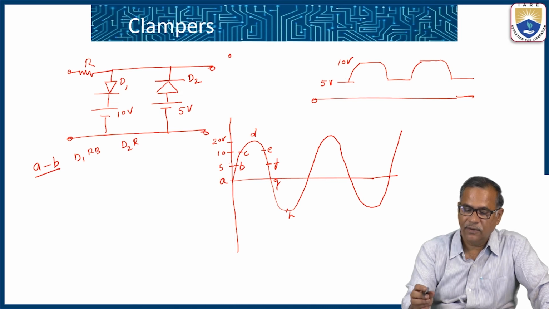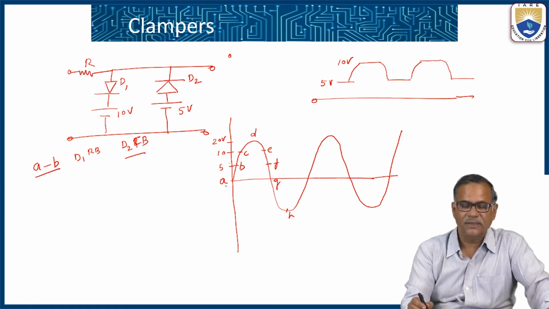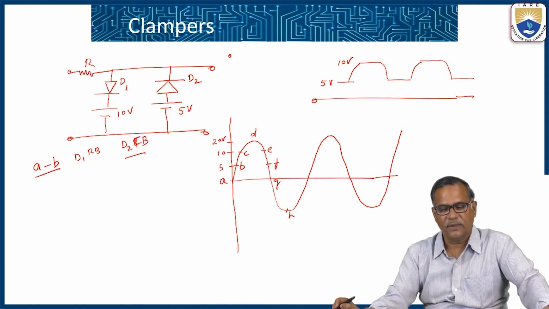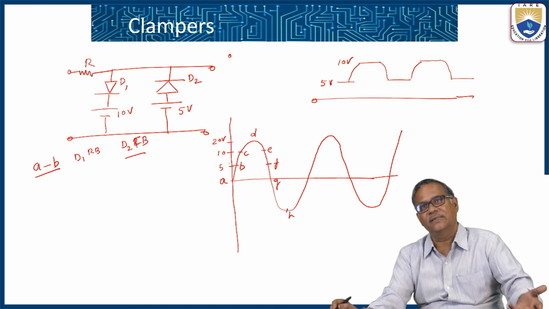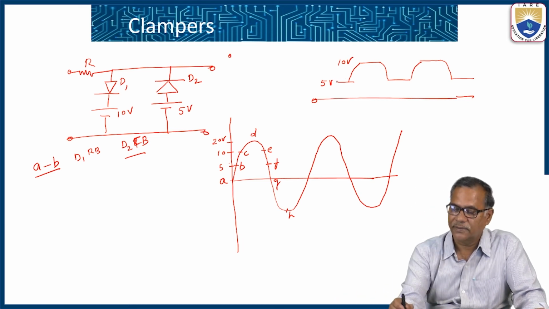Sorry, D2 is in forward bias, because from A to B the voltage is less than 5 volts. So as far as D1 is concerned, it is in reverse bias, but D2 is in forward bias because the voltage of the cathode is less than 5 volts. So what we get? We simply get 5 volts here. So I am simply getting 5 volts here.